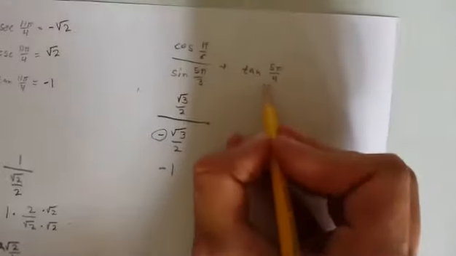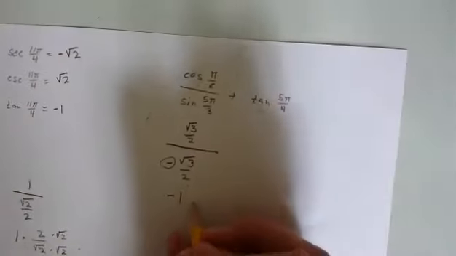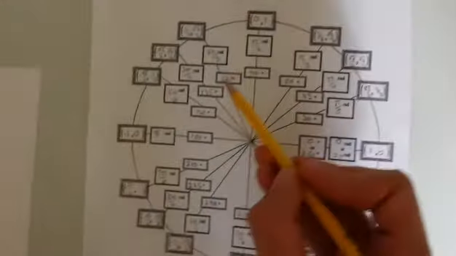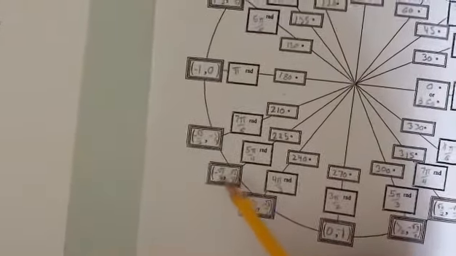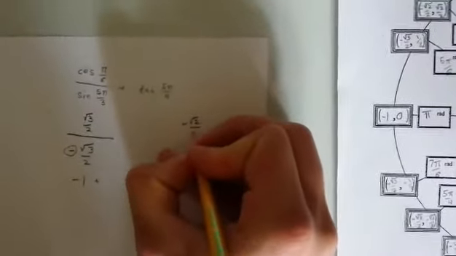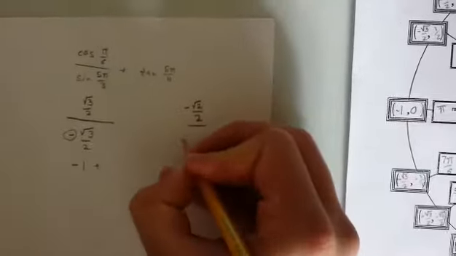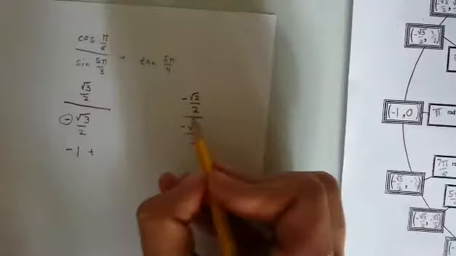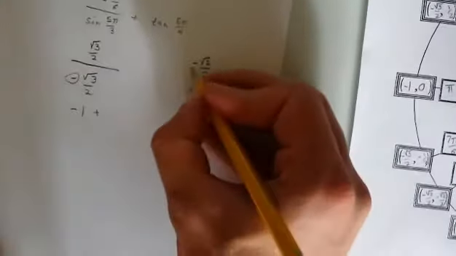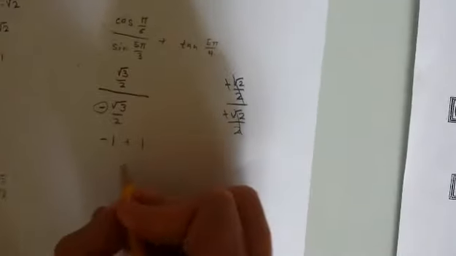Alright, now we need to find out how to get the tangent of 5 pi all over 4. So let's find 5 pi over 4. There it is. Alright, and sine all over cosine. So the sine is negative root 2 all over 2, all over negative root 2 all over 2. Again, real simple. The negatives cancel out, and we're just left with 1. Negative 1 plus 1 equals 0. 0 is our final answer.